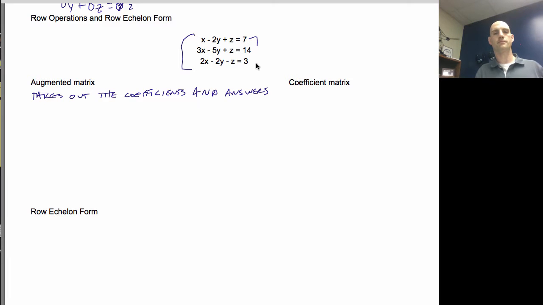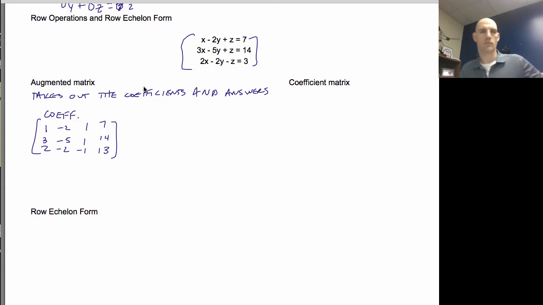So for this system, I can use a matrix by saying I'm just going to take the coefficients. So on this part, I'm going to use the coefficients. And I'm going to go like this. 1, -2, 1. 3, -5, 1. 2, -2, -1. And I'm also going to use the answers. So 7, 14, 3. Should be 3, not 13. And so 1, -2, 1, 7. 3, -5, 1, 14. 2, -2, -1, 3. Those are the coefficients of all of these and the answers of these. Okay? So that's what this looks like.